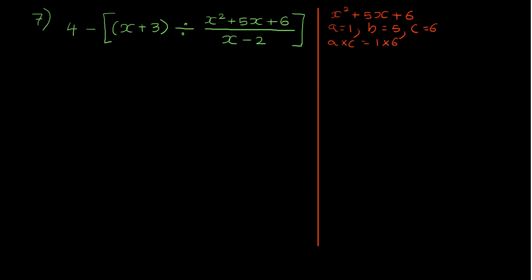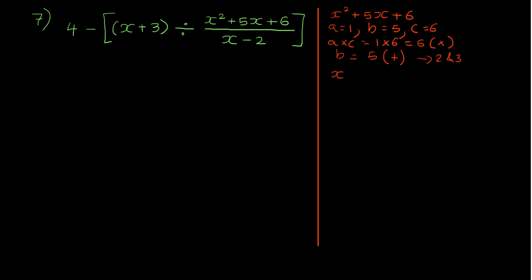So two numbers that... 1 times 6 is equal to 6. Let me not forget to do that. So two numbers that multiply to give you 6, and those same two numbers add to give you 5, 2 and 3 come to mind. So 2 and 3. So I'm going to rewrite my expression.